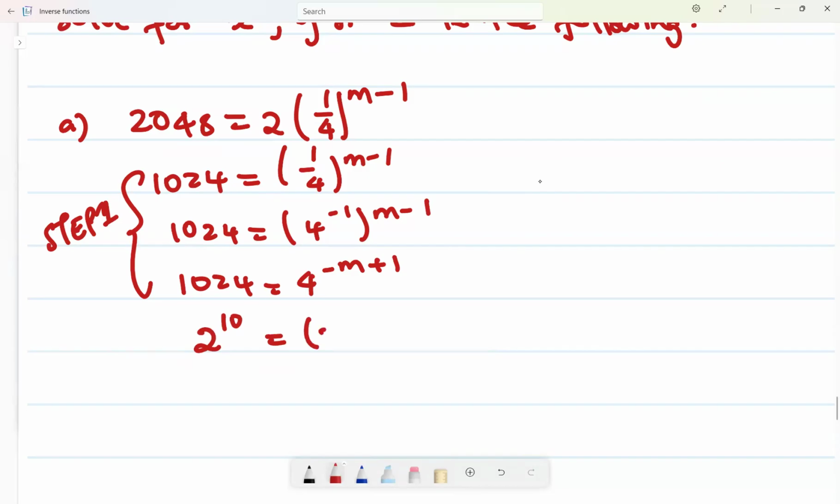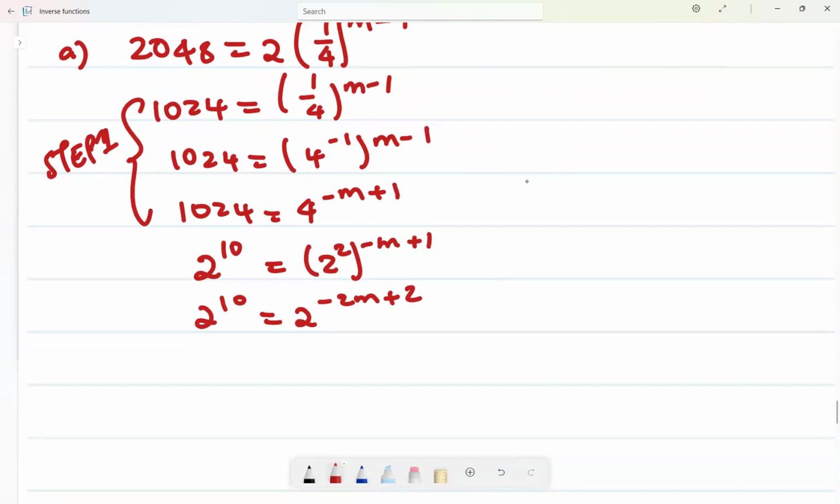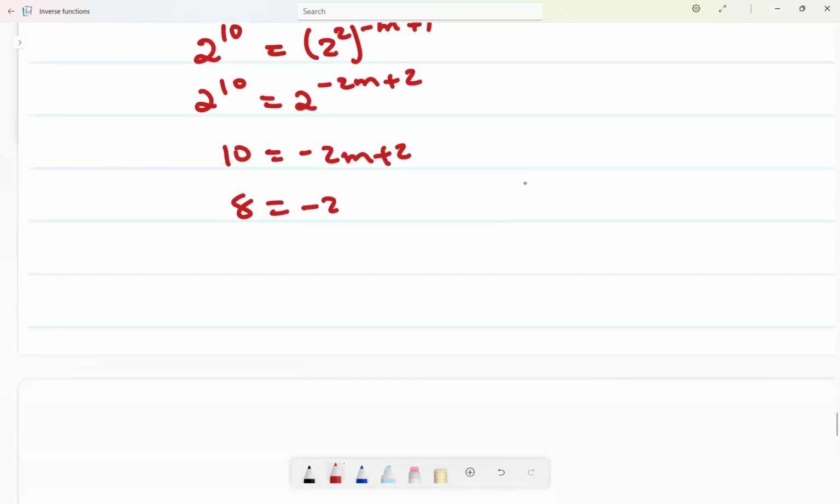How can I do that? Remember, 4 is 2 to the power of 2. I leave negative m plus 1 outside, then it's 2 to the power of 10, equal to 2 to the power of, then I multiply out: 2 multiplied by negative m is negative 2m, and 2 multiplied by positive 1 is positive 2. Now I have the same base, so I can equate the exponents. 10 is equal to negative 2m plus 2. When I take this to the other side, 10 minus 2 is 8, equal to negative 2m. Then divide by negative 2, m is equal to negative 4.